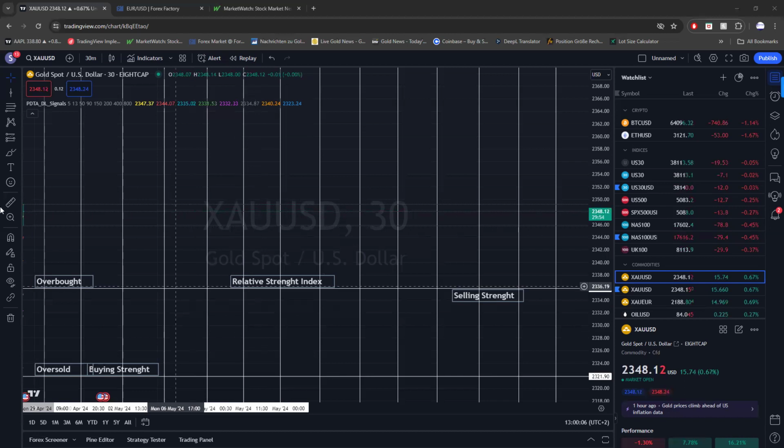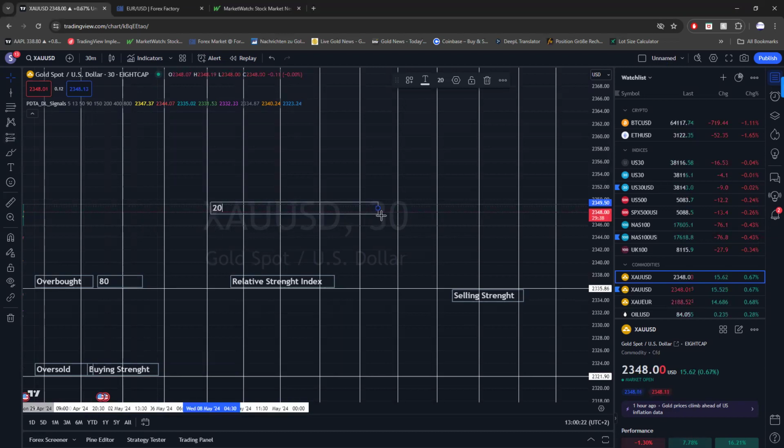Over here, we have the value 80, and below we have the value 20. By default, you're going to get 70 and 30, but we usually modify it to 80 and 20. So when you put the RSI on, it's going to appear like this.